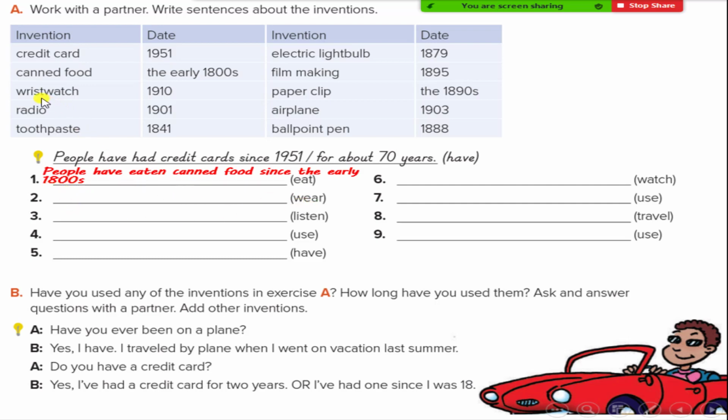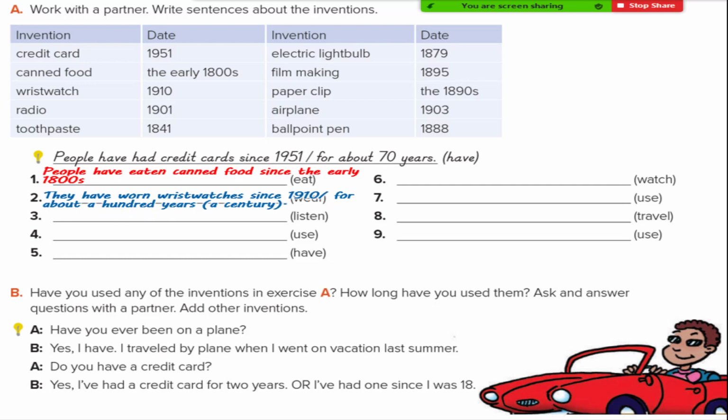Wristwatch. Okay, Yusuf. People have worn wristwatches since 1910. Yeah, very good. Thank you, Yusuf. People have worn wristwatches since 1910 or for about 100 years.